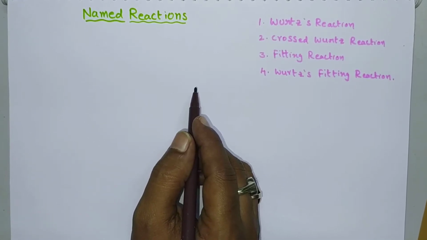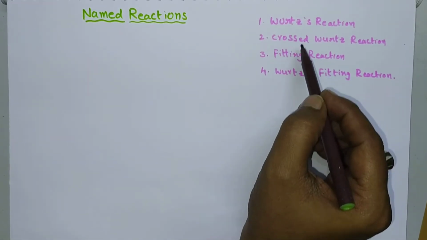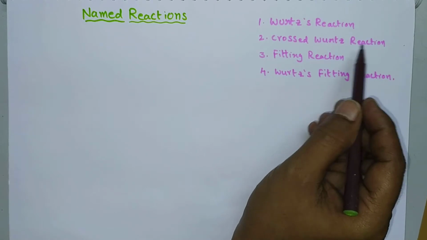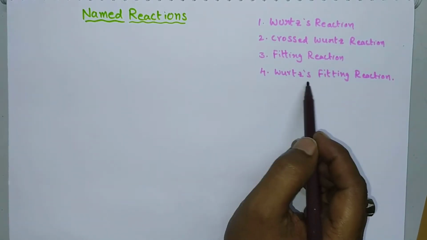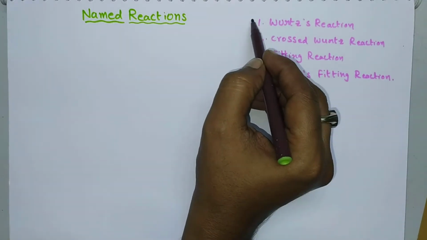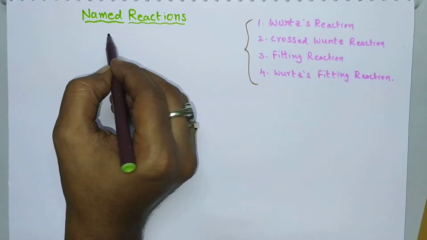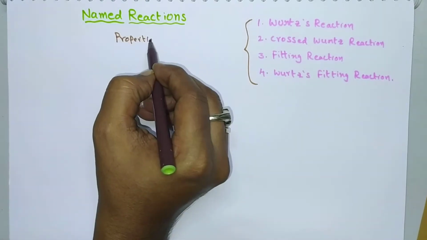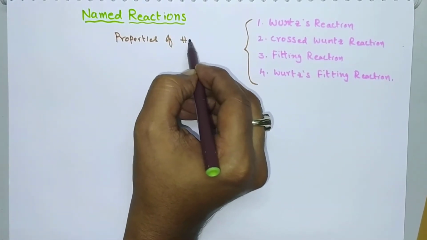In today's video we are going to discuss these four reactions: Wurtz reaction, cross Wurtz reaction, Fittig reaction and Wurtz-Fittig reaction. All these four are properties of halogen compounds.